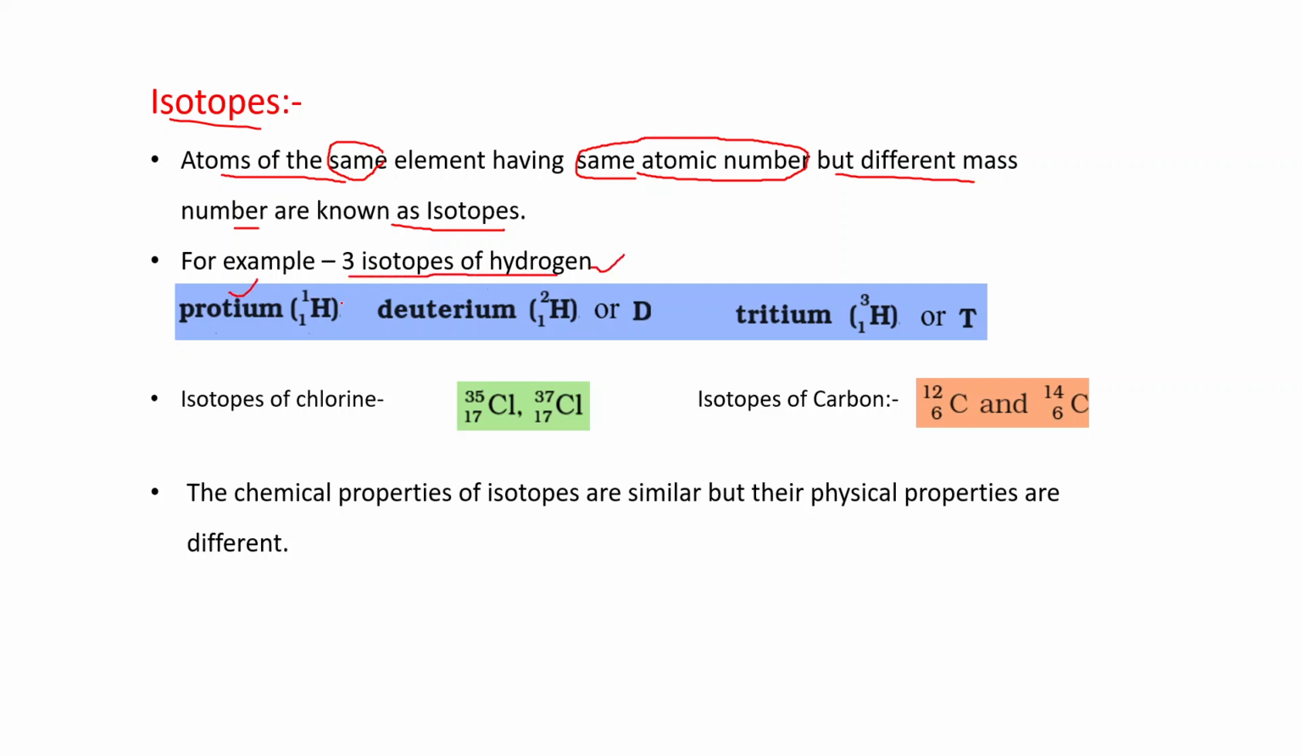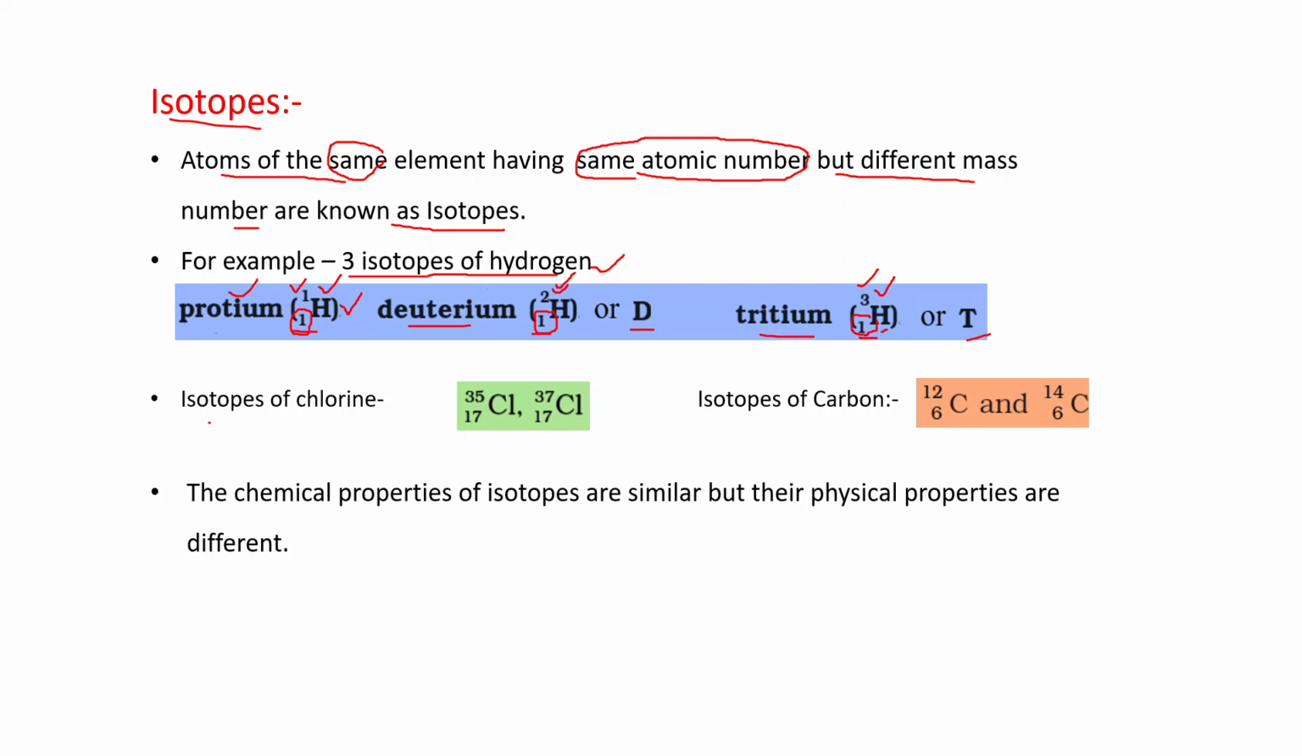Protium, this is written as 1H1. It means atomic number is 1 and mass number is 1. Deuterium, atomic number is 1 but mass number is 2. This is also represented as capital D. Tritium, this is 1H3. Okay, this is T. You can see that the atomic number is the same in all these three, but the mass number is different. In protium 1, in deuterium 2, in tritium 3. Actually, this difference in mass number is due to the difference in the number of neutrons.